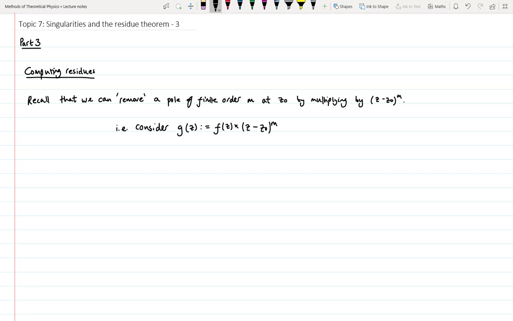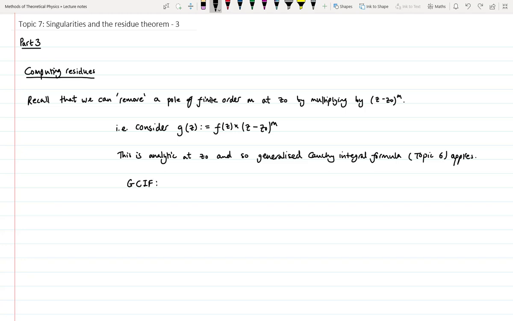And that's clear from looking at the Laurent expansion of the function f of z. Its most negative power will be z minus z0 to the power of minus m, therefore g of z will have no negative powers of z minus z0. Therefore we can say that this is analytic at z0, and that means that the generalized Cauchy integral formula, which you'll recall we encountered in topic 6, applies to this function g of z.